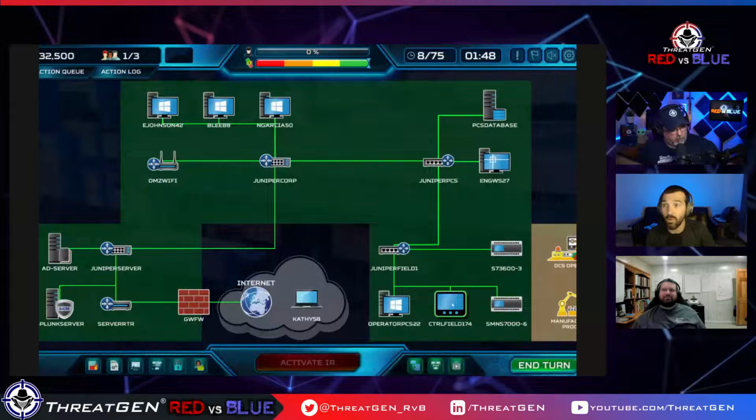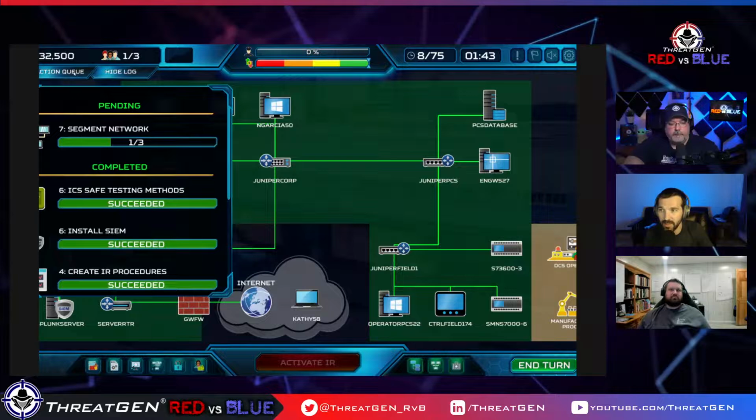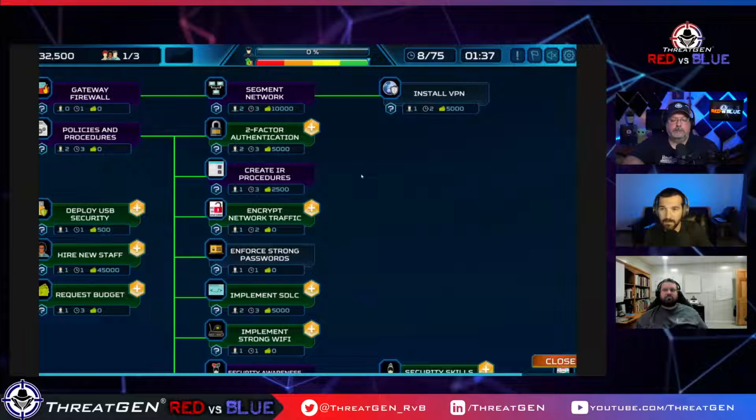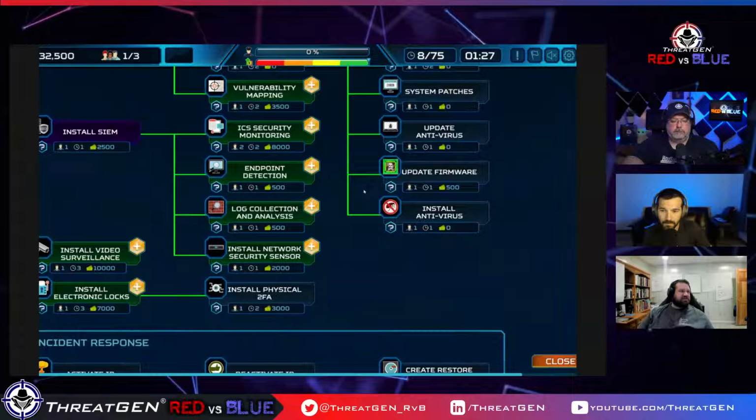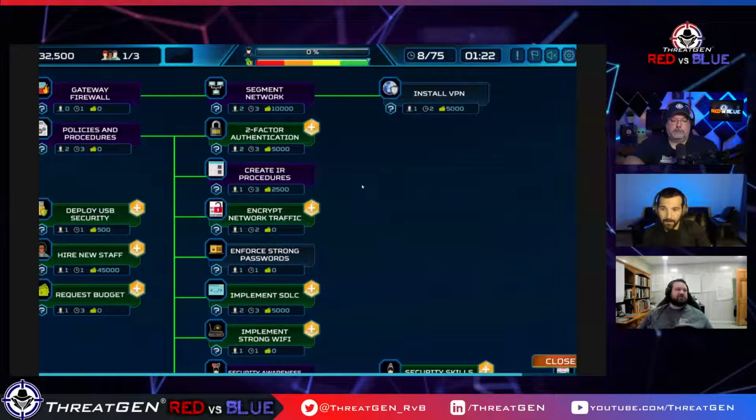We have one person, 32 grand. Network segmentation is going to take a couple turns. What are we thinking here, Brandon? Do we need to calculate some more stuff, or do we have an obvious option to take? I mean, network segmentation is pretty high up. The only thing we currently have another calculation for is vulnerability assessment. Okay. All right. So we have to do a couple calculations here.